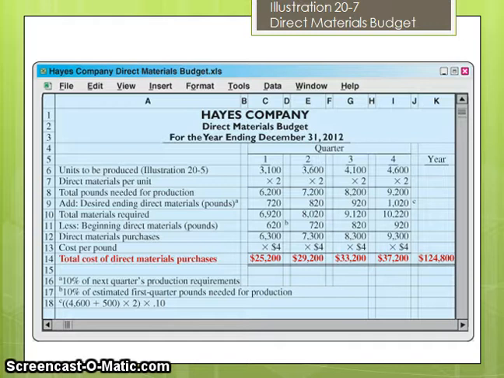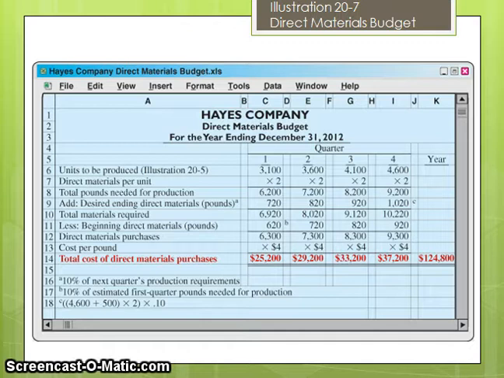Okay, that's in pounds. I need it in dollars. So how much is it going to cost me? Well, it costs me $4 a pound. So in total for the first quarter, I need to order $25,200. And again, I'm going to do the same thing for each quarter, and then I can get an annual total: $124,800.